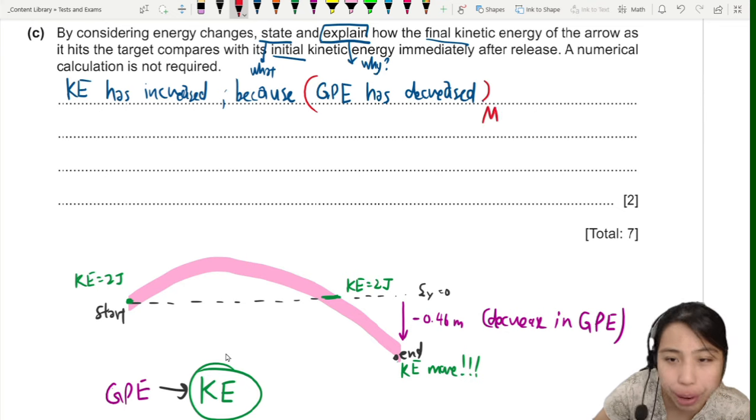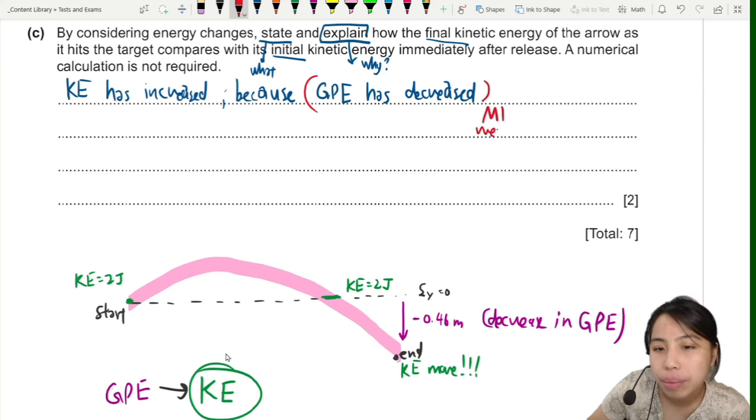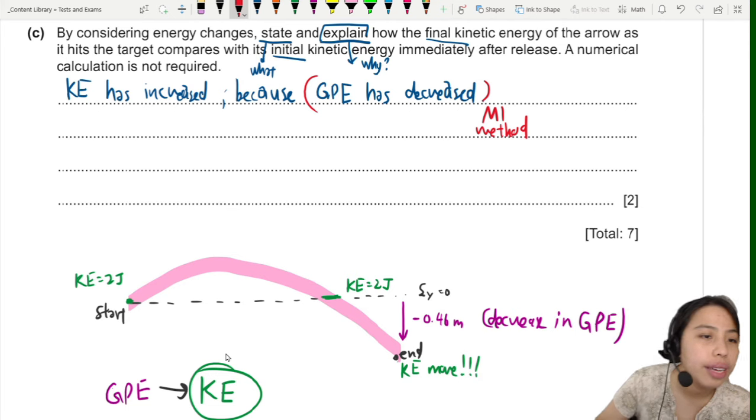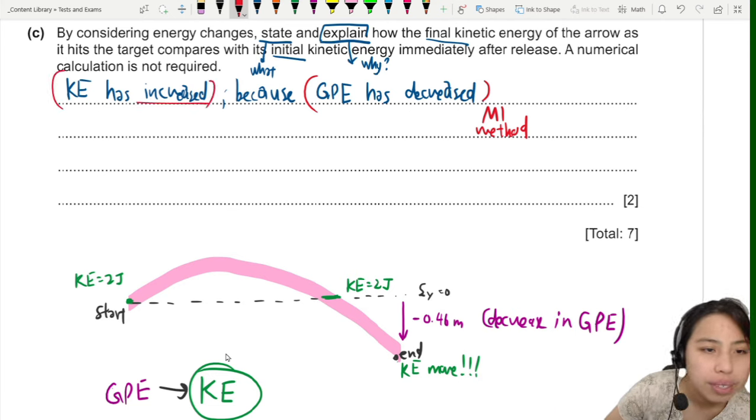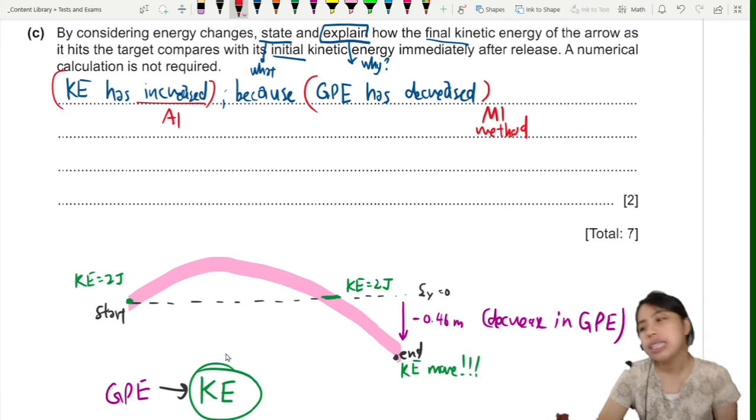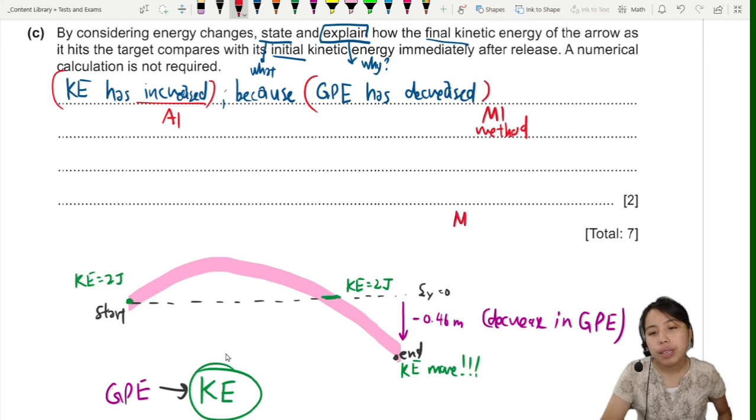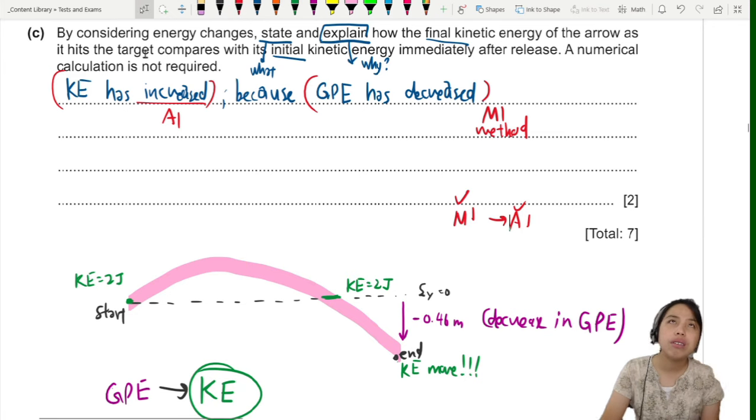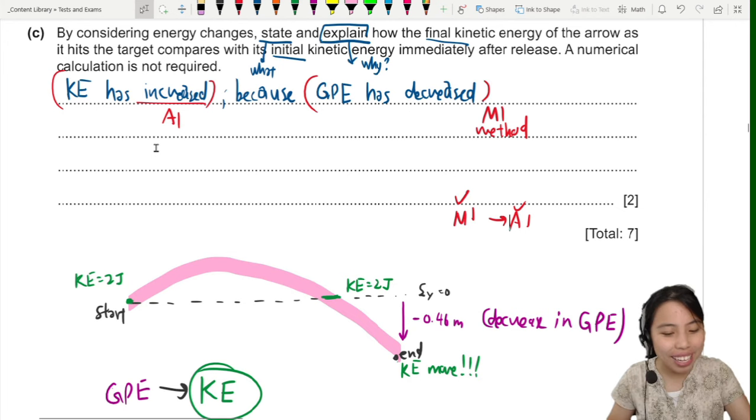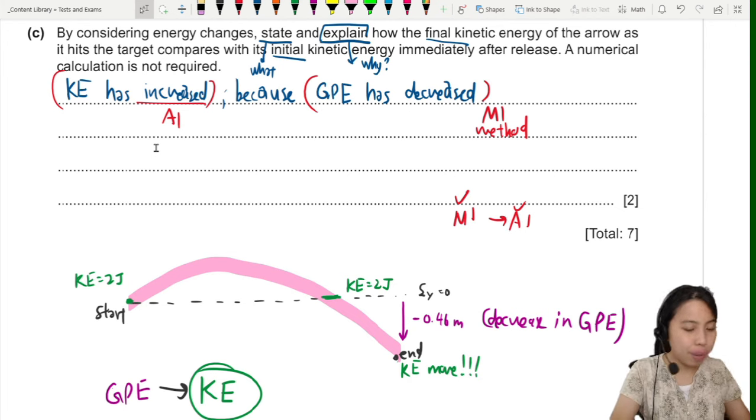This one is an M1 mark, M for method. And there is an A1 mark when you say increased. So the tricky thing about M1, A1 pairs is you must get the M1, only then can you get the A1 mark. So if I just simply say increase without explanation, I may not be able to get this A1 mark. Sad. Okay, alright, so that's the end of this projectile question.